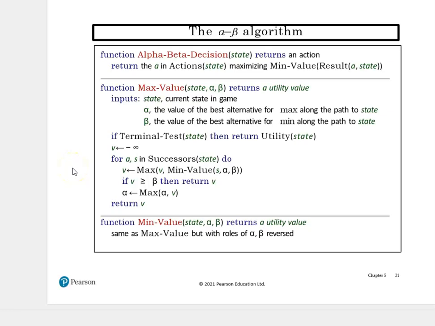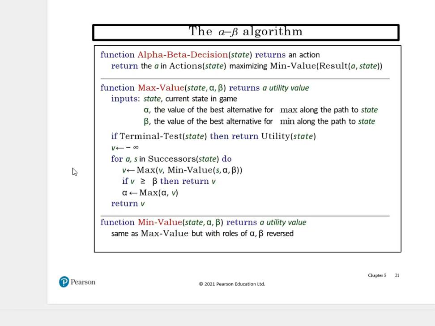So this is the alpha-beta algorithm then. Again, we're going to start at a state, but this time we have to specify two parameters, alpha and beta, for our max value function, which returns the utility of a given node. So you have the input, the state, which is the current state of the game. Alpha is the value of the best alternative for max along the path that we've seen so far. And beta is the value of the best option for min along the path we've seen so far.